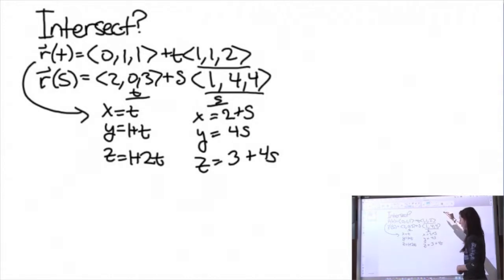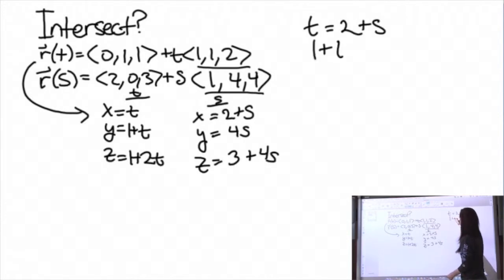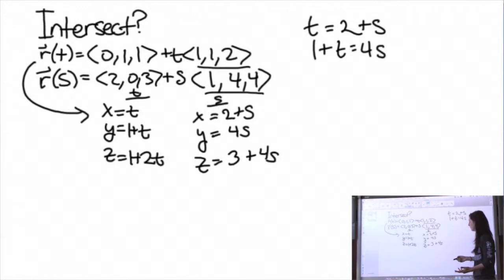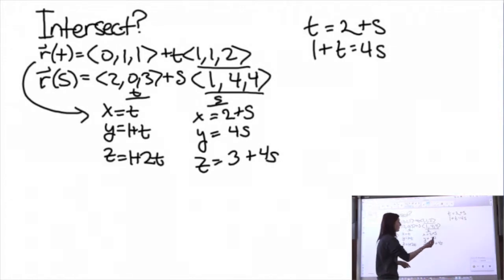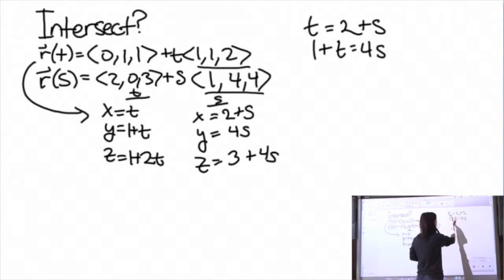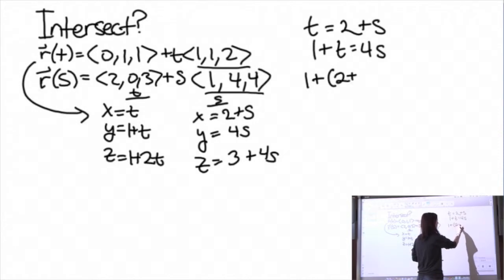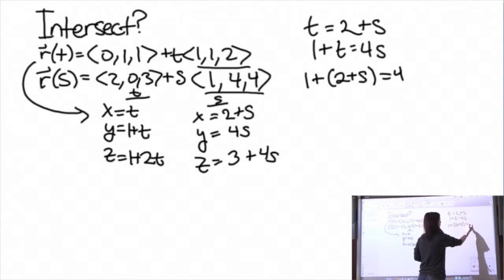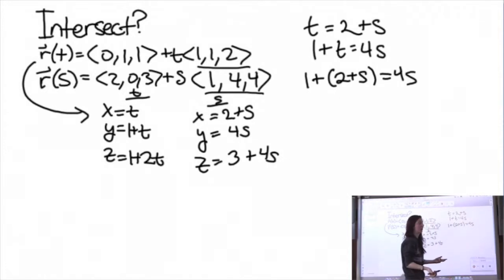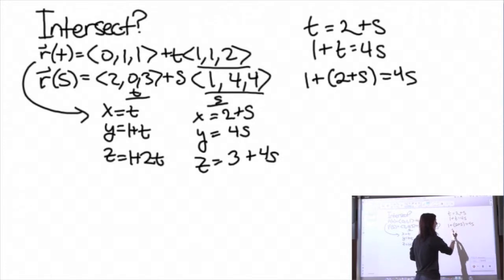So to start that, we set the x equal, and we set the y equal. 1 plus t equals 4s. So we've gotten to that, right? All we have to do is plug in t into the right here. Because we have two equations, two unknowns, how you usually go about this is solving for one and plugging it into the other. Just like that, right?